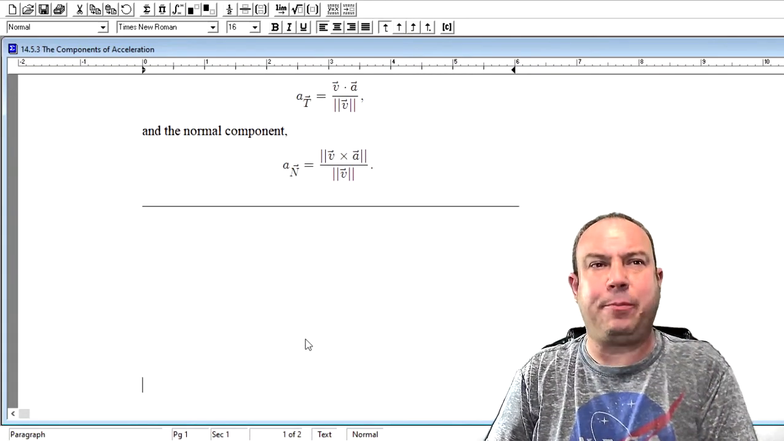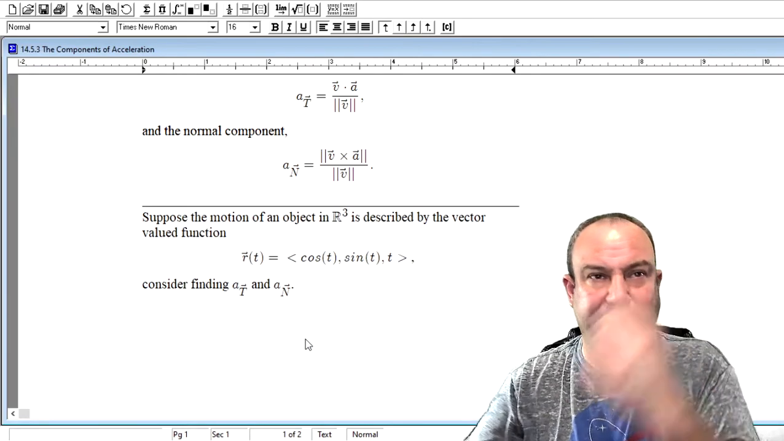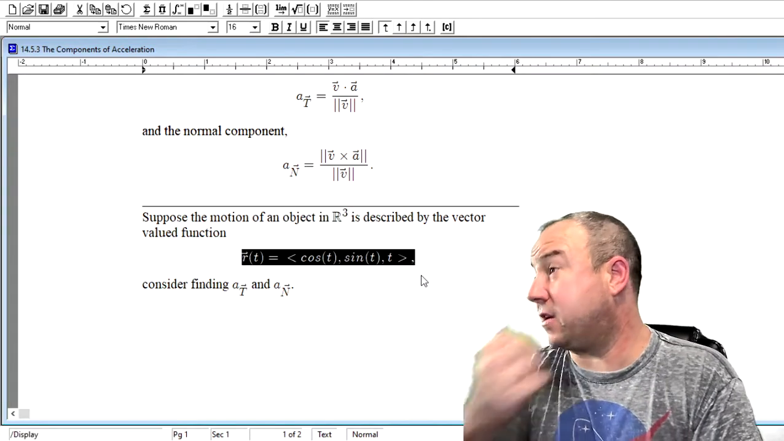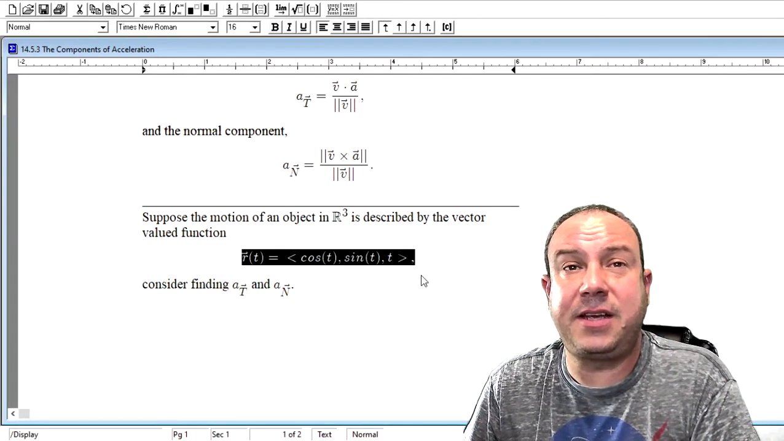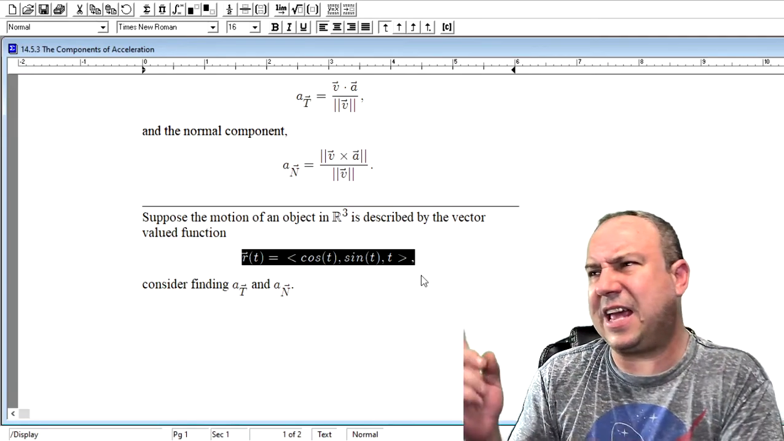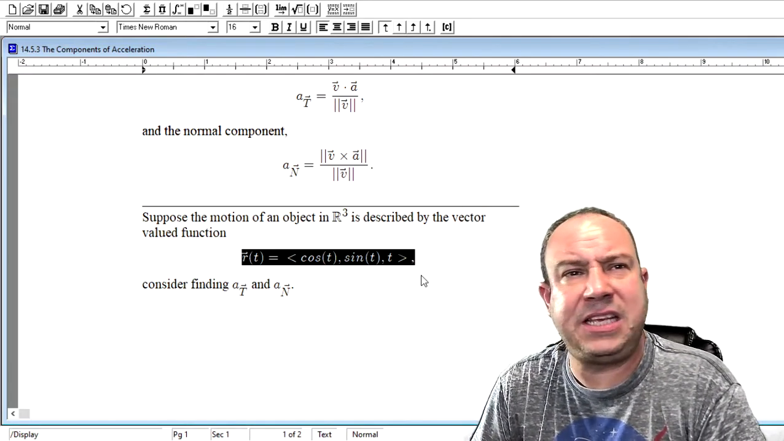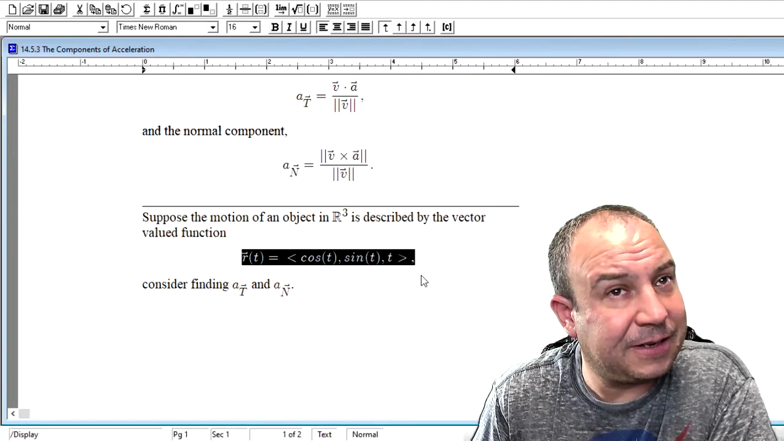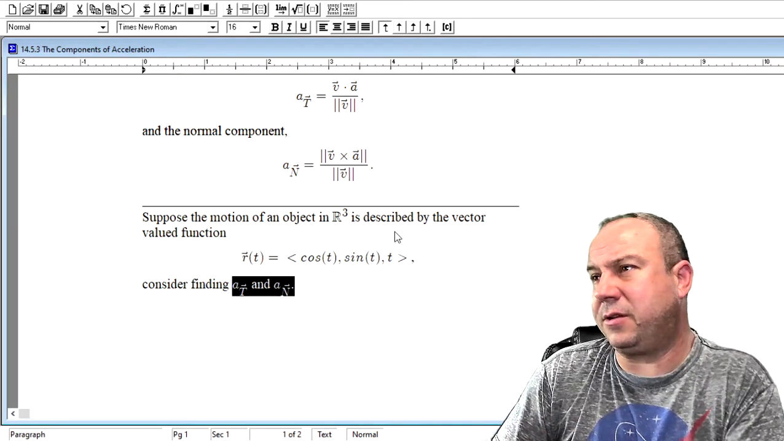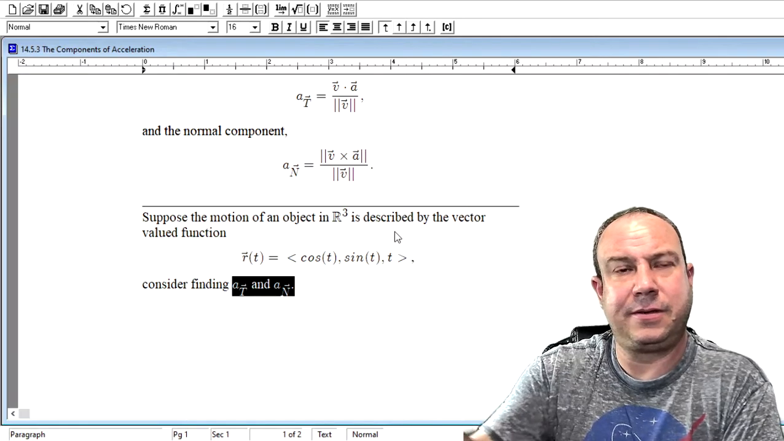If we look at an example, I went ahead and went with three-dimensional motion. We might consider the motion of an object in three-dimensional space described by the vector valued function r bar t equal to cosine t, comma, sine t, comma, t. Hopefully you've done enough study to understand that this is a helix spiraling around the z-axis. What we might consider finding are the tangential and normal components of acceleration for motion along this helix.